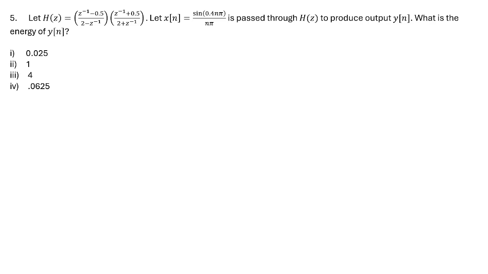In the fifth question, we have seen our transfer function H(z) is decomposed into two simpler modules, two first order transfer functions basically, and you have input signal x[n], a discrete sinc function, which is passed through H(z) to produce output y[n]. Good. What is the energy of y[n]? So we are interested in finding the energy of y[n].